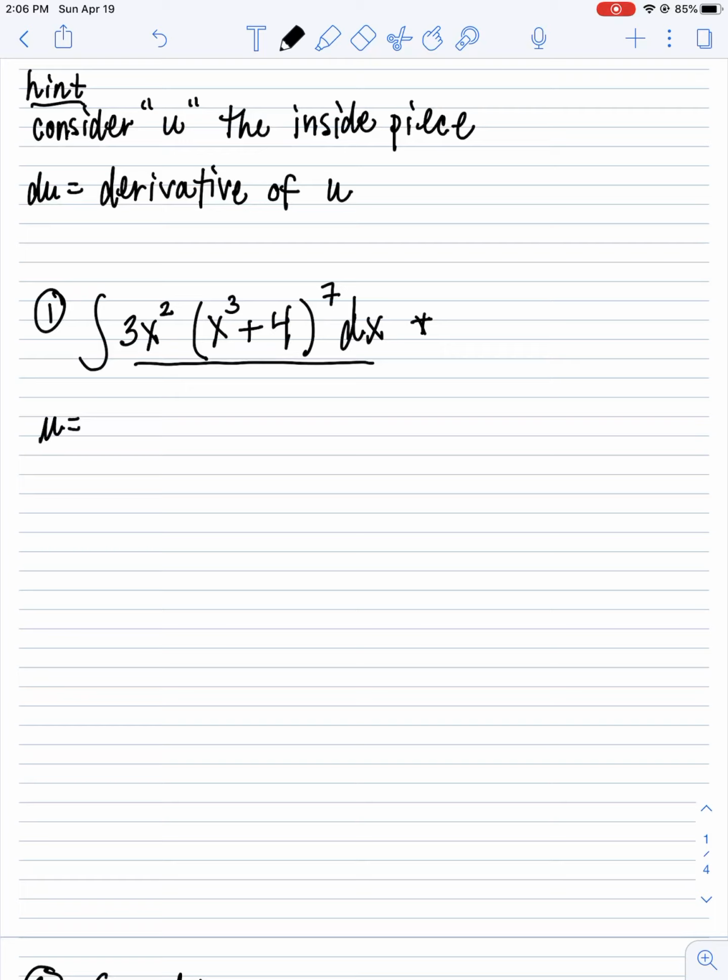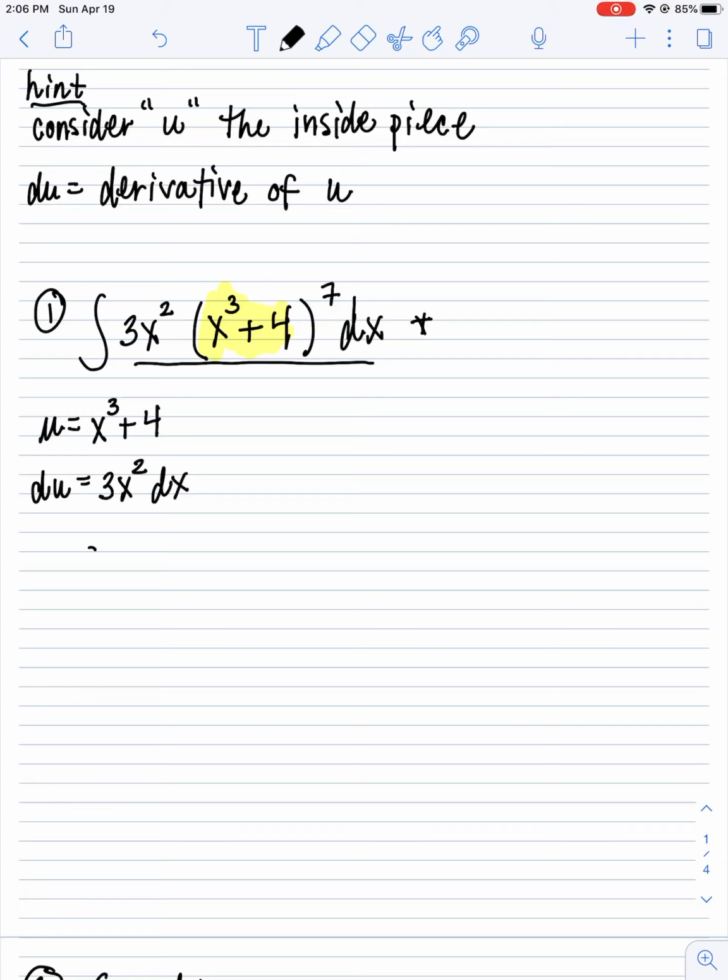And if you think about u as the inside piece, hopefully, most of you can recognize that the inside piece is x cubed plus 4. And so I'm going to write x cubed plus 4 right here. The next step I expect most of you to be pretty good at, the derivative of u. Well, the derivative of x cubed is 3x squared. And you learned that the derivative of a constant is 0, which means the derivative is just 3x squared. However, we are taking the derivative of u with respect to x, which means we need to tack on a dx. Okay?